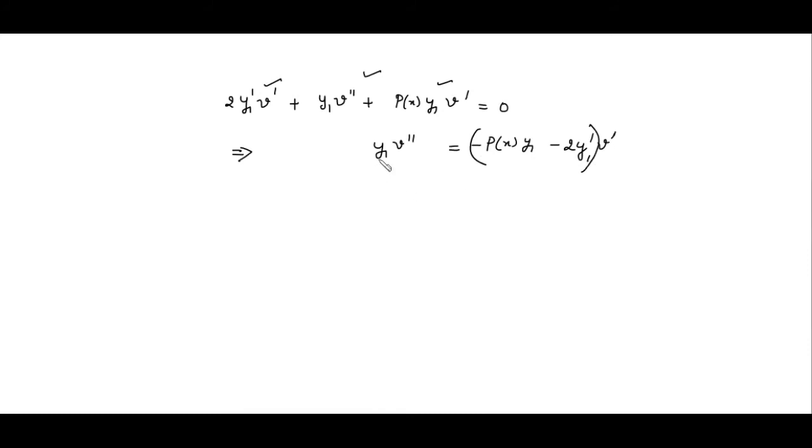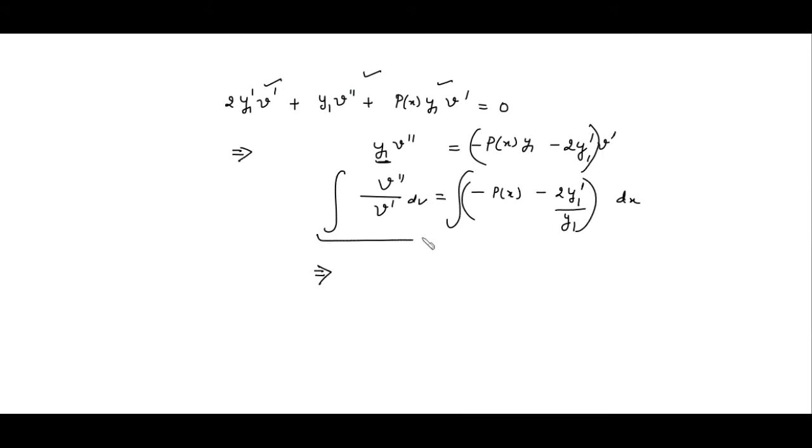Right, we can take this term to this side and take this term to this side. Now integrate both sides. So what we have, this is nothing but ln v prime. This is integral of minus px dx. This is minus 2 times ln of y1.